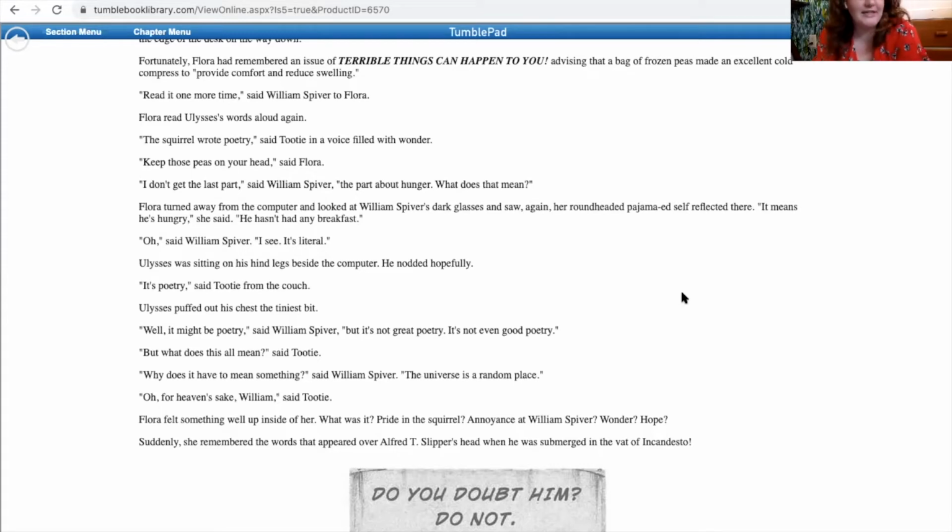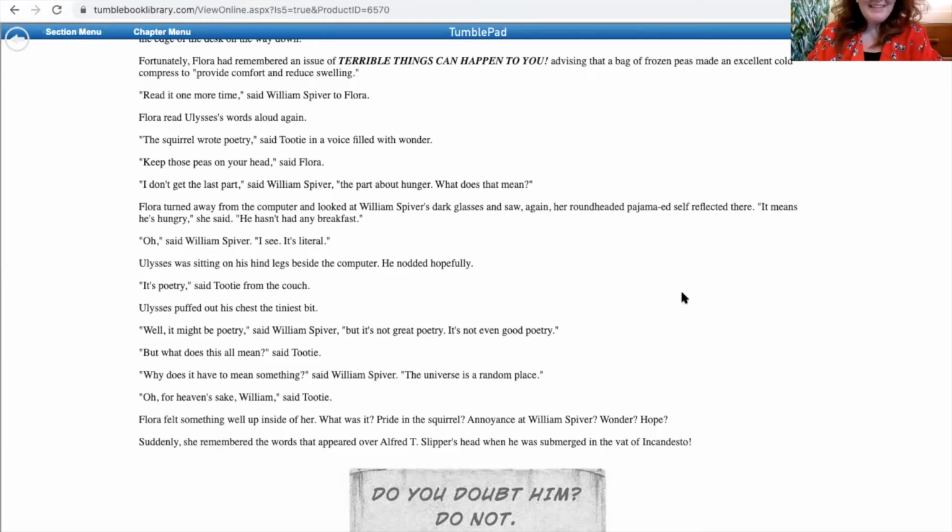"The squirrel wrote poetry," said Tootie in a voice filled with wonder. "Keep those peas on your head," said Flora. "I don't get that last part," said William Spiver. "The part about hunger. What does that mean?" Flora turned away from the computer and looked at William Spiver's dark glasses and saw again her round-headed, pajamaed self reflected there. "It means he's hungry," she said. "He hasn't had any breakfast." "Oh," said William Spiver. "I see. It's literal." Ulysses was sitting on his hind legs beside the computer. He nodded hopefully. "It's poetry," said Tootie from the couch. Ulysses puffed out his chest the teeniest bit. "Well, it might be poetry," said William Spiver, "but it's not great poetry. It's not even good poetry."